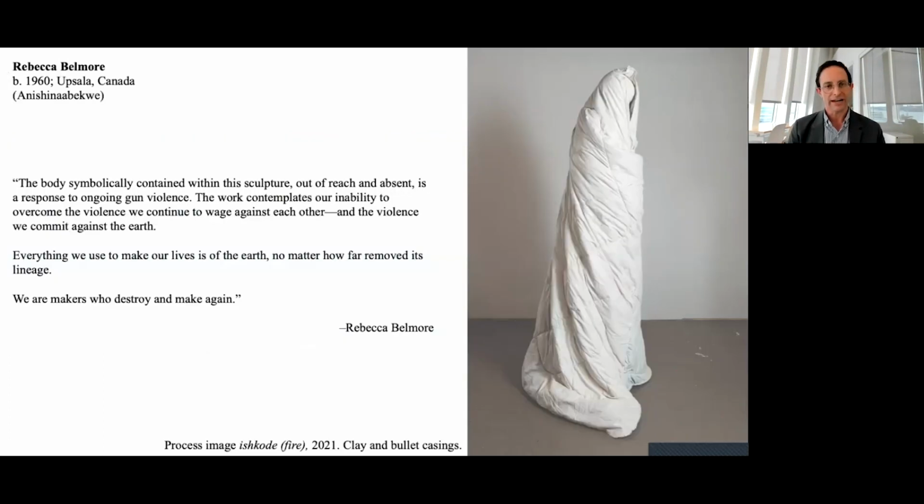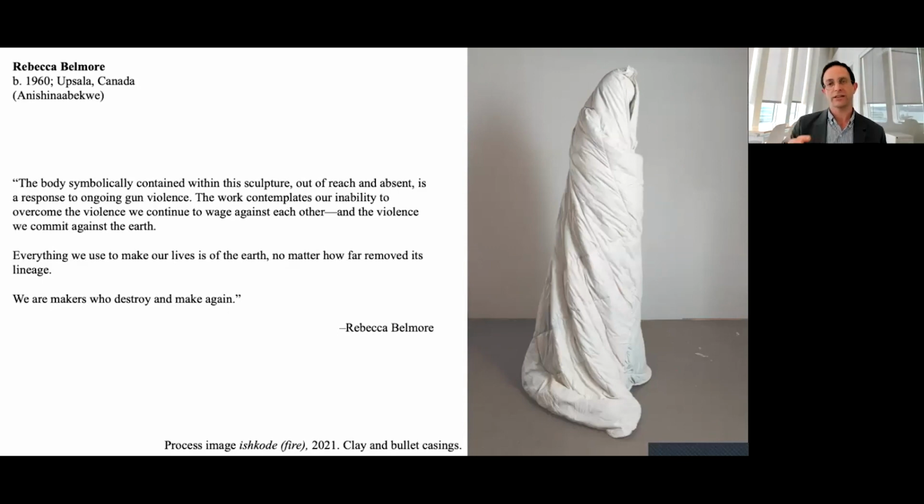The inclusion of the body as a central figure in the raising up of history is something that brings me then to Rebecca Belmore's work. And though Belmore was not included in the '93 biennial, she's an artist who, like the '93 biennial, was really at the forefront of a practice that is incredibly contemporary and really aligned with so many contemporary artists' works. Belmore's work in the biennial this year is called Ishkode Fire. And Ishkode is the Anishinaabe word for fire. As Belmore writes of it, the sculpture is symbolically about an absent figure speaking to the history of gun violence.